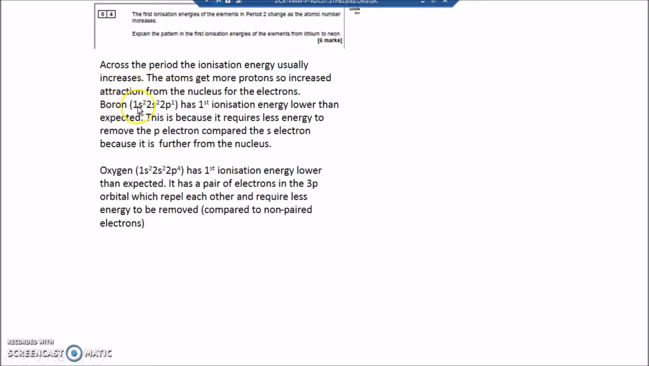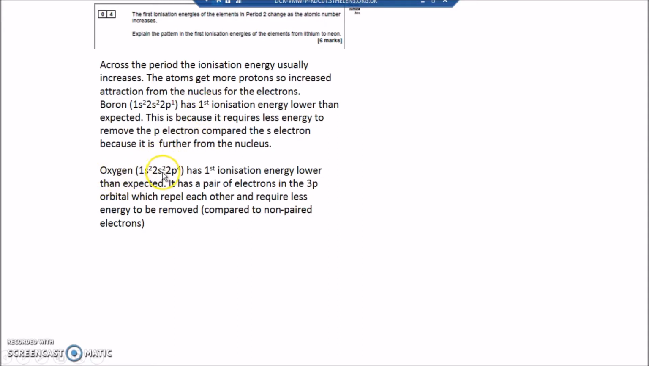So boron, 1s2, 2s2, 2p1, it's got this 2p1 electron. So boron is in group 3 of the periodic table. It's got 2s2, 2p1, and that p electron is further from the nucleus than the 2s electrons, and therefore it needs less energy to remove that electron than it would do the 2s electrons. So less energy means that it's got a lower first ionisation energy than you'd expect.